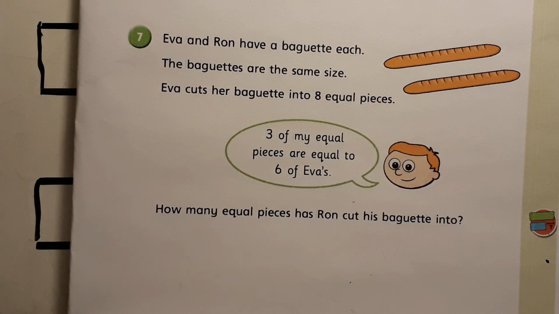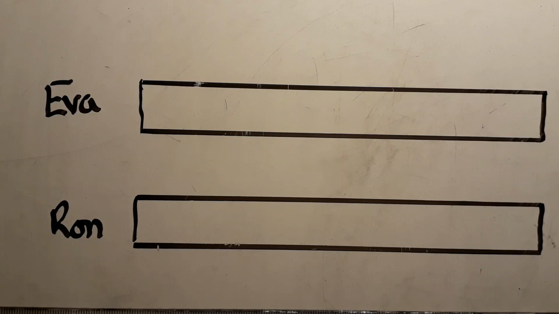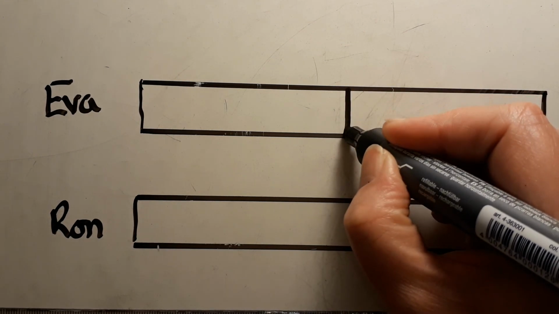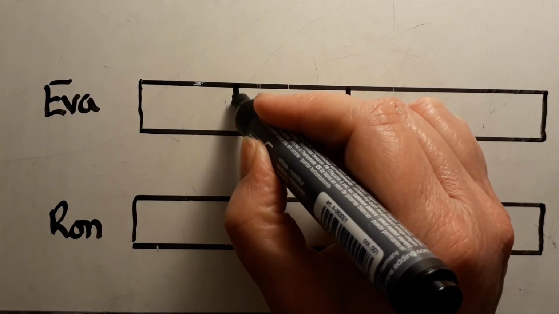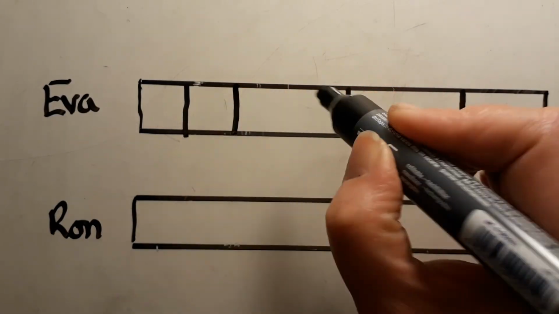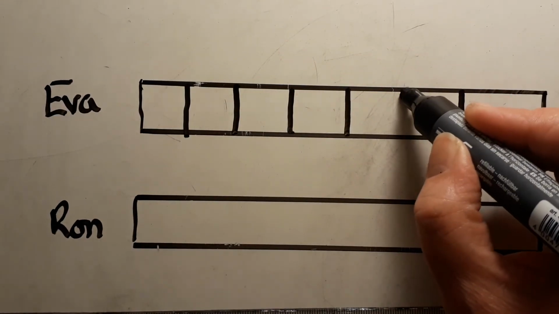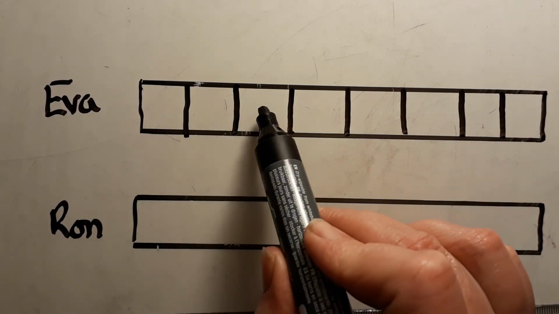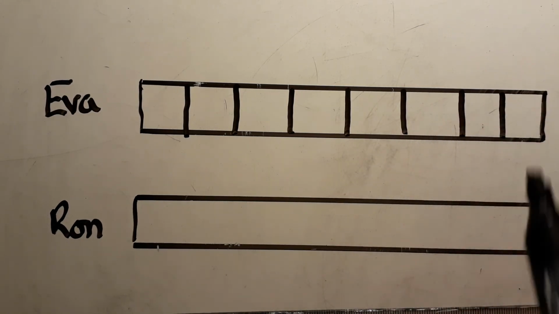Right, so first thing we're going to do is draw a bar model to show Eva and Ron's baguette, and we're going to cut Eva's baguette into 8 equal pieces. So I'm doing my bar model by eye, so I know I've got to divide it into 8 equal pieces, so I'm doing it in half and then dividing each half again, so that would be quarters, and then I'm dividing each of those quarters in half again, so I get 8ths. Okay, so if we count them, 1, 2, 3, 4, 5, 6, 7, 8.